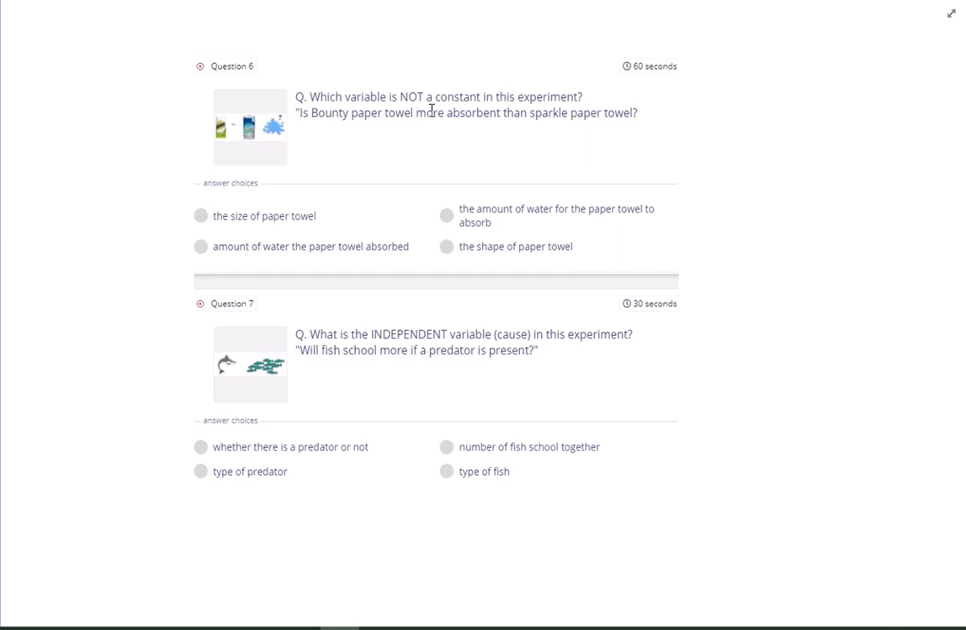Is Bounty paper towel more absorbent than Sparkle paper towel? Well, one of the things that's being changed is the type of paper towel. They've got two types. There's Bounty and Sparkle. But those two are going to stay the same, so they are a constant. The size of the paper towel, that'll be the same each time. The amount of water for the paper towel to absorb, if it's a fair test, that should be the same. The shape of the paper towel, that should be the same. But this one, the amount of water that the paper towel absorbed, that will not be a constant. This is the answer.